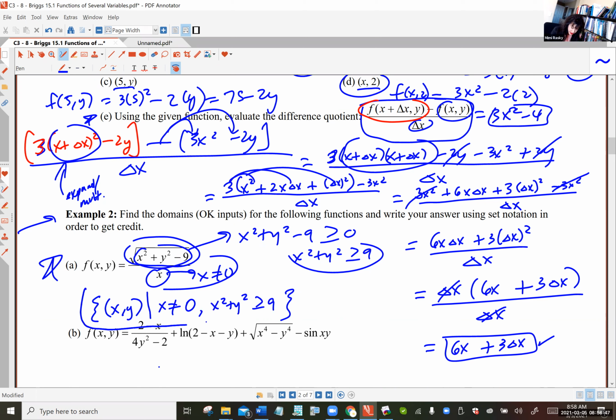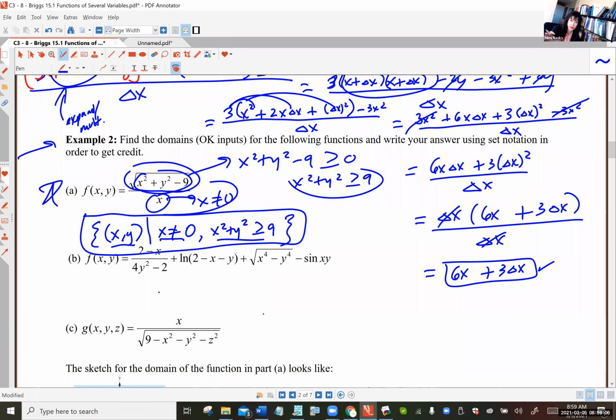And this is the set notation telling us all the points that the function is allowed to eat. It's allowed to eat points (x, y) such that the x coordinate can never be 0 and that x squared plus y squared has to be greater than or equal to 9. We'll look at a picture of that in a moment, but let's do a couple of these other problems.